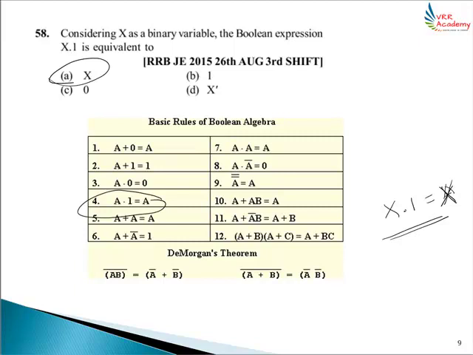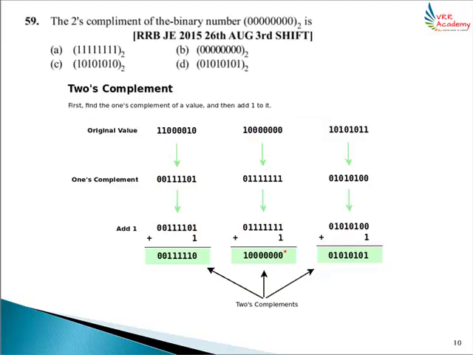Now I'm going for the next question, question number 59, finding the 2's complement. For finding the 2's complement, you have to find the 1's complement first. I'm not going to solve this problem, but I'm taking a simple example to understand. This is a given binary number, and I want to find the 2's complement for this. First, go for the 1's complement. What does 1's complement mean? Just inverse, the opposite of that. So 0 will be converted into 1, and 1 will be converted into 0.